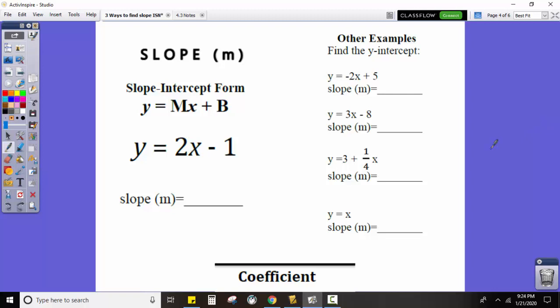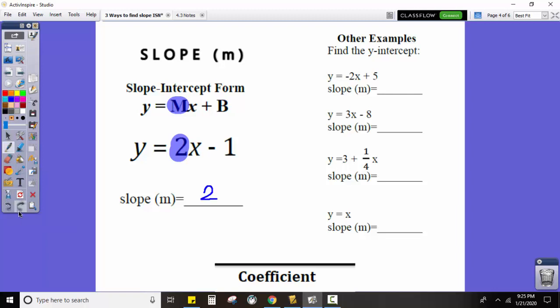On the next flap, we're going to look at slope in an equation. So in an equation, the slope is the coefficient. Okay, we can see slope is represented with the letter M, and in slope-intercept form, which is y equals mx plus b, it's the m, which is the number that's multiplied by x. So if I look at the equation y equals 2x minus 1, the number multiplied by x is 2, so that's my slope. So my slope is 2.